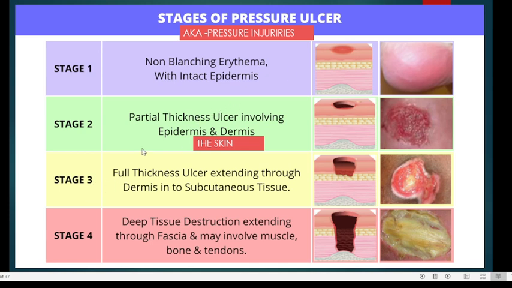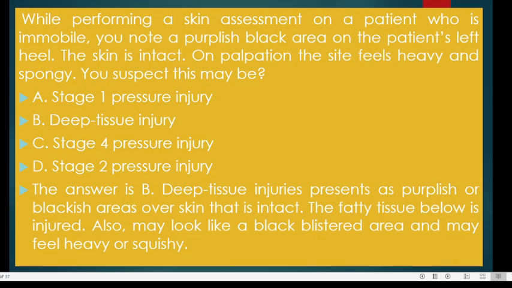Stage 2, we have partial thickness ulcer involving epidermis and the dermis, that is the skin, right? Stage 3, we have full thickness ulcer extending through the dermis to the subcutaneous tissue. And then lastly, stage 4, we have deep tissue destruction extending through fascia and may involve muscle, bone, and tendons.